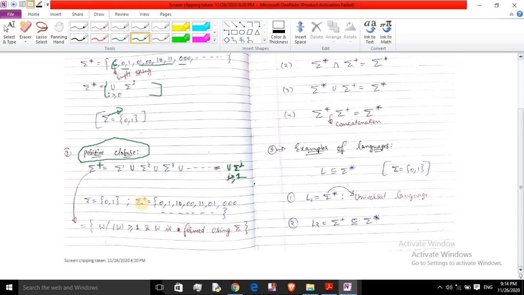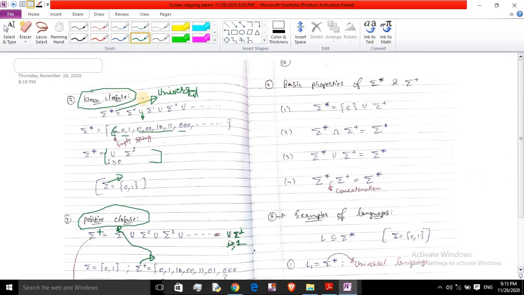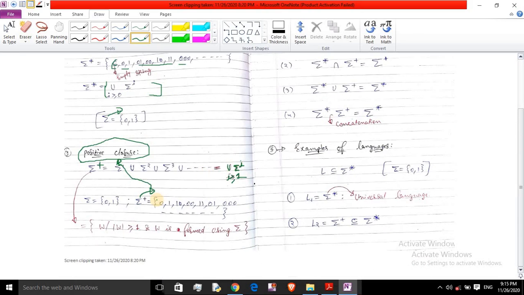What will sigma plus be equal to? We also call it the positive closure. It contains strings of length 1. It starts from length 1, while in the case of Kleene closure, it also includes the empty string. Positive closure excludes the empty string. It will not contain the empty string.